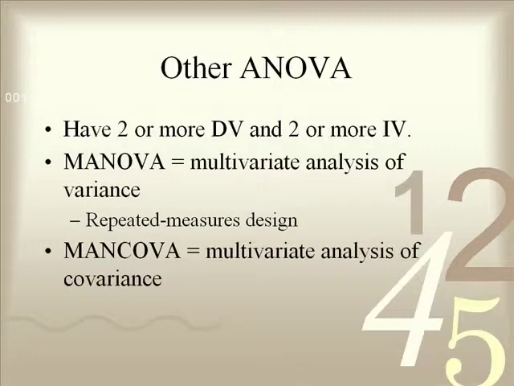Then another one is MANCOVA. It's a multivariate analysis of covariance. So you have multiple variables again, and multiple variables that you're trying to control. You're trying to get rid of the influence on a particular variable or variables, more than one, that you're trying to control. Again, this is probably getting kind of crazy and hard to understand.